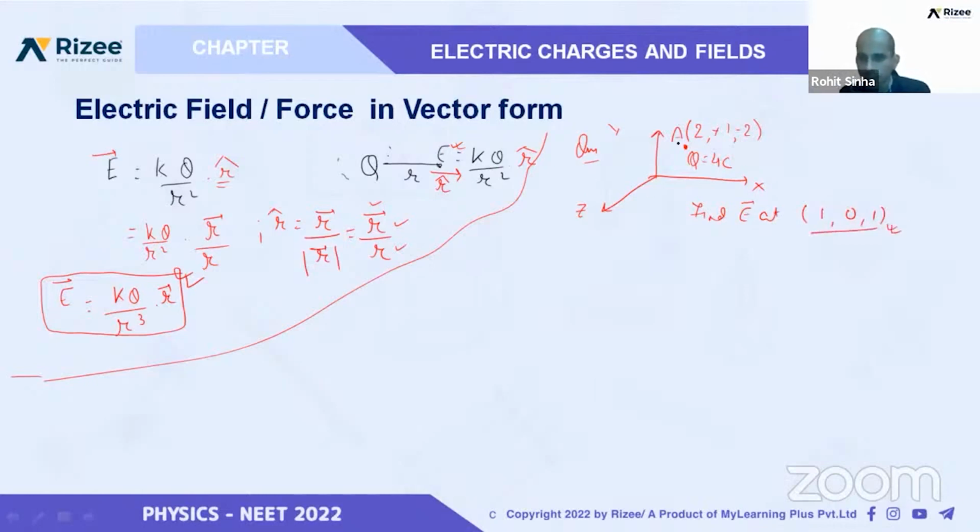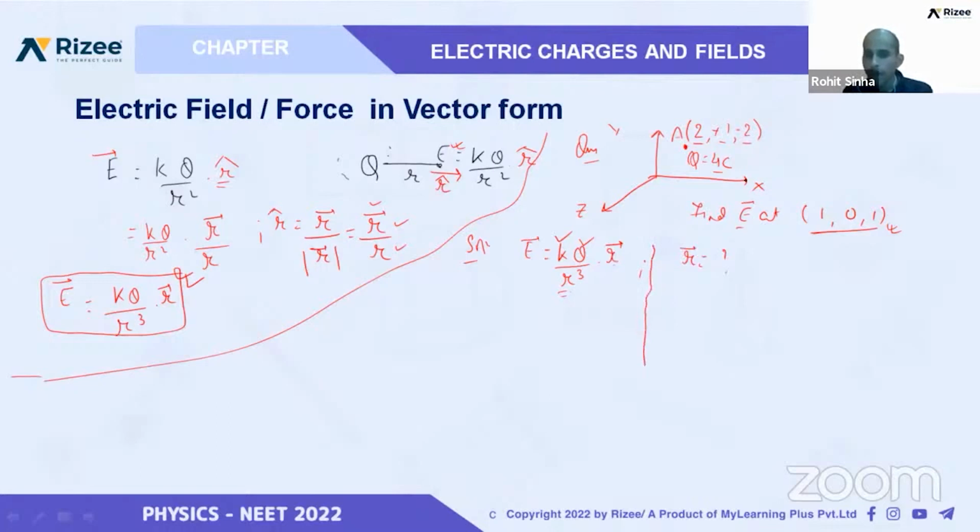The question is only this. What is given? A point is given having coordinates 2, plus 1, and minus 2, and a charge of 4 coulomb. We have to find what will be the electric field at this point. How will we proceed? Any idea? We will use the same formula, E is equal to kq by r cube into r vector. K we know, q is given. We have to find only r vector and r. How will we find r?